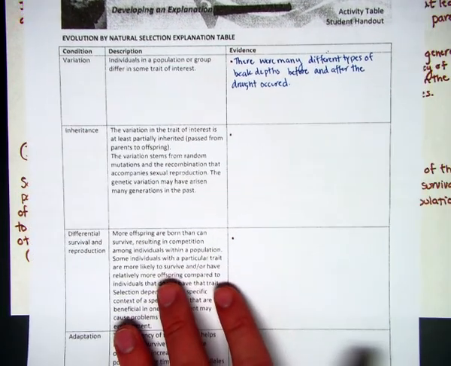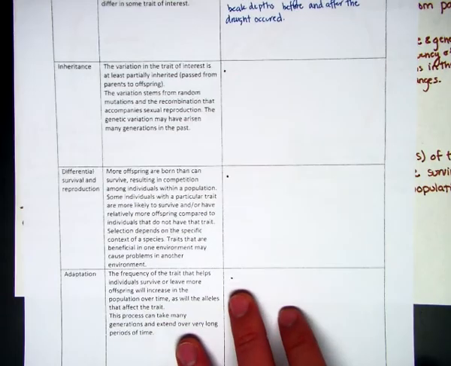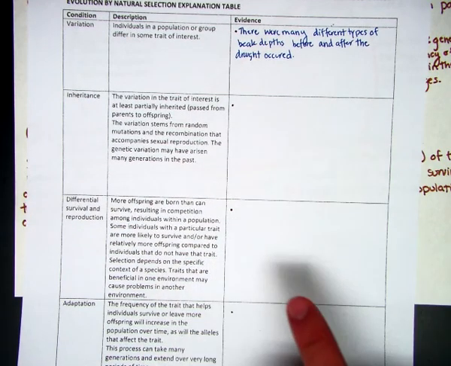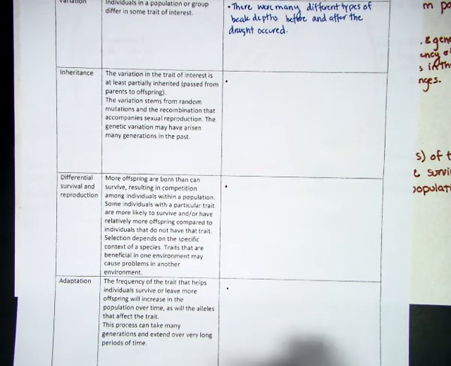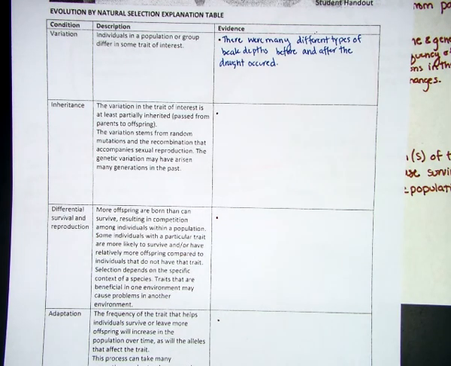So what I want you to do at your table is next to inheritance, differential survival, and adaptation, write just like a one-sentence piece of evidence from the story, the Finch story, that connects to each of those components. It's a complicated table, but we'll come back in about 3 minutes to debrief, and then we'll take a break.